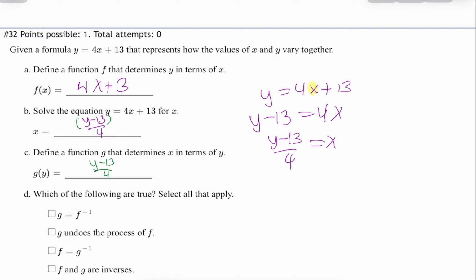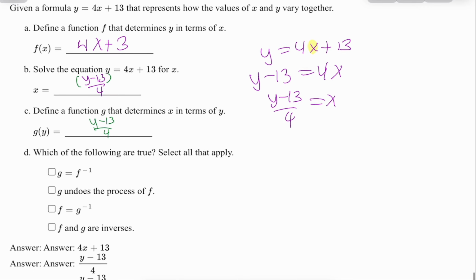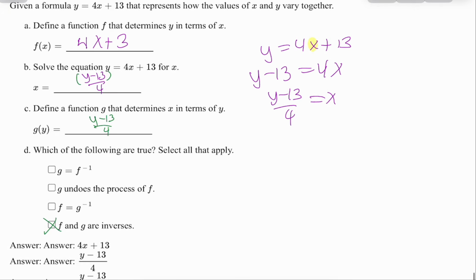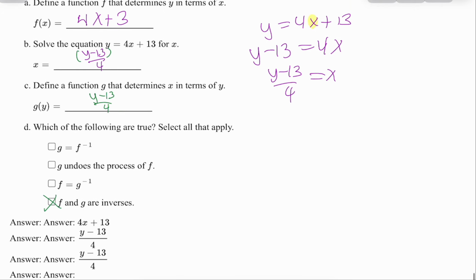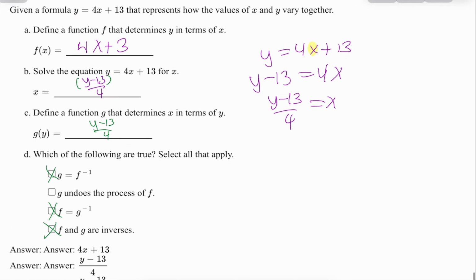Which of the following are true? It says f and g are inverses, okay? And so we could write it with that inverse notation in either order, doesn't matter. And then if we think about what an inverse does, it undoes the process. So all of those would be your option.